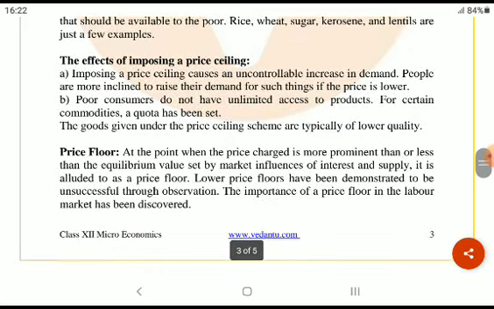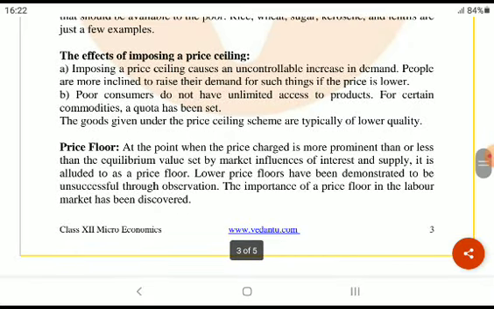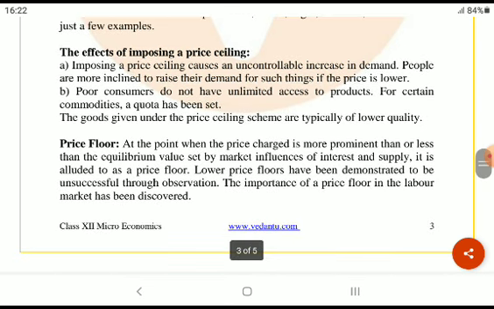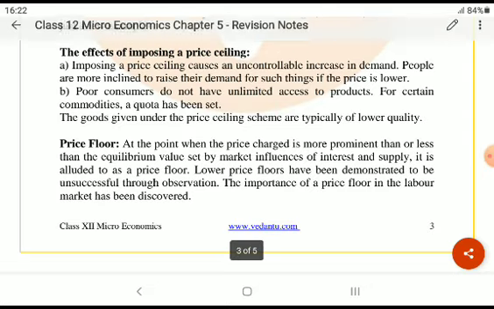The effect of imposing a price ceiling is an uncontrollable increase in demand. People are more inclined to raise their demand for such things if the price is lower. Poor consumers do not have unlimited access to products for certain commodities. A quota has been set. The goods given under the price ceiling scheme are typically of lower quality.